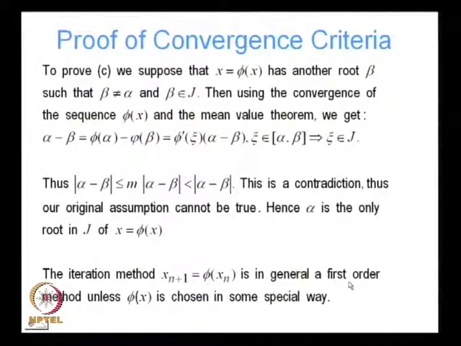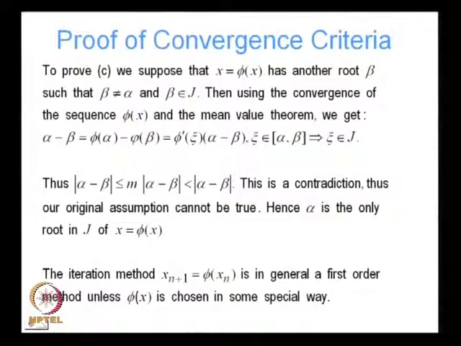And finally, to prove C, we said that in that case alpha is going to be the only root in that interval, in that neighborhood J, right. So, let's see what happens in case there is another root. Is that possible? To prove C, we suppose that x equals phi(x) has another root within that interval J, such that beta is not equal to alpha. It satisfies the equation phi(beta) equal to beta, but beta is not equal to alpha, right.